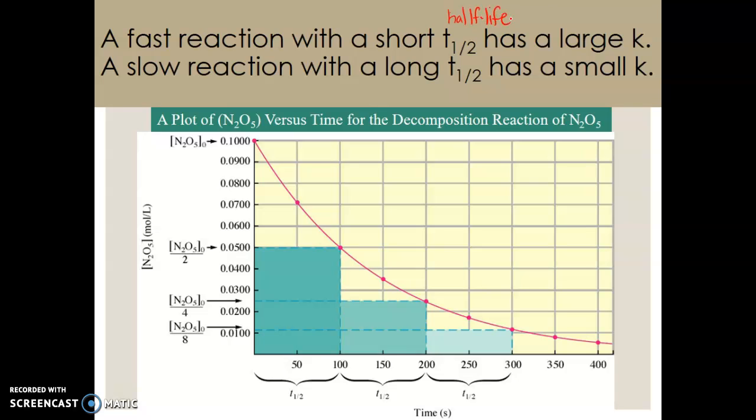Now, remembering that the equation t1/2 is equal to 0.693 divided by k, if we want this value to be small, we need to have a large k, which means it's going to decay in half faster. For a slower reaction with a long half-life, so this is a bigger number, then we're going to have a smaller k, a smaller rate constant.